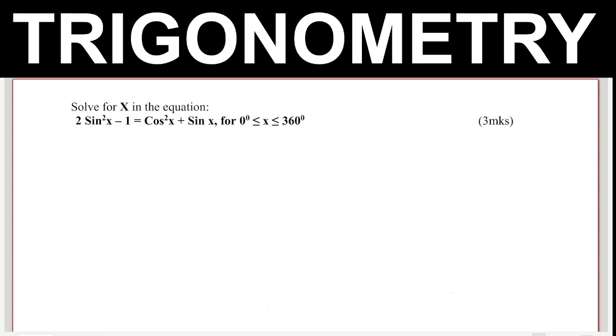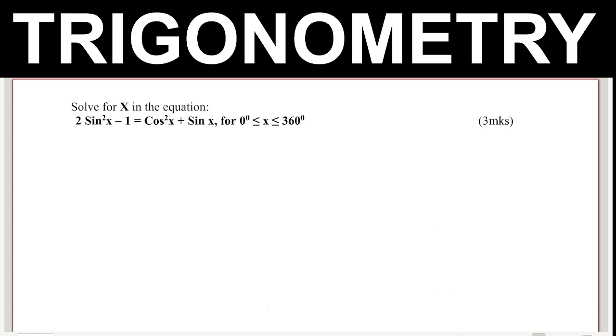Let's solve this question on trigonometry. For x in the equation, 2 sine squared of x subtract 1 is equal to cos squared of x plus sine x, and you're supposed to give the solution in the range x greater than or equal to 0 degrees and less than or equal to 360.